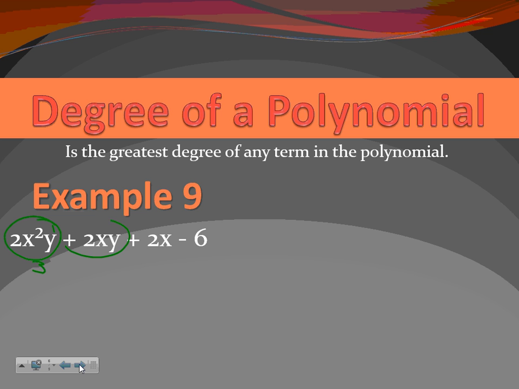Okay, so what's the degree here? 2. What's the degree here? What's the degree here? 0. Now, how do I figure out the degree of the whole thing? My mama told me to pick the biggest, and it is 3. So this polynomial has a degree of 3. You pick the biggest. Okay?